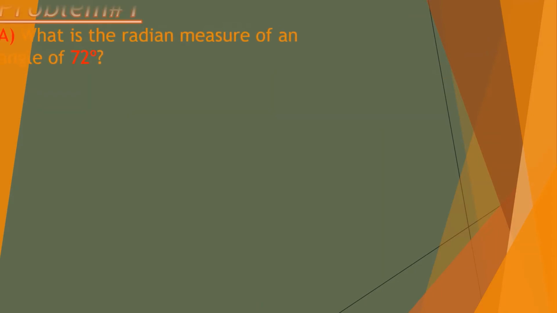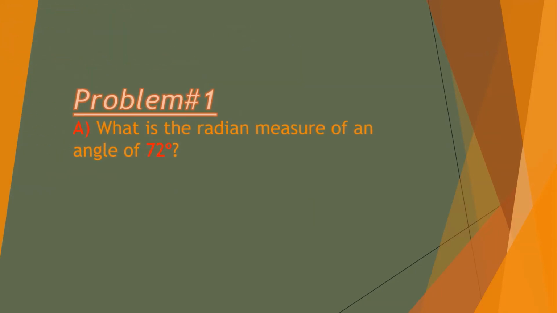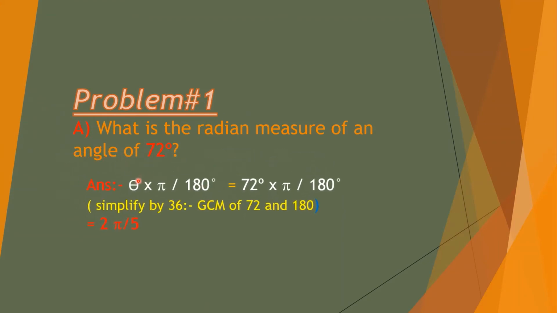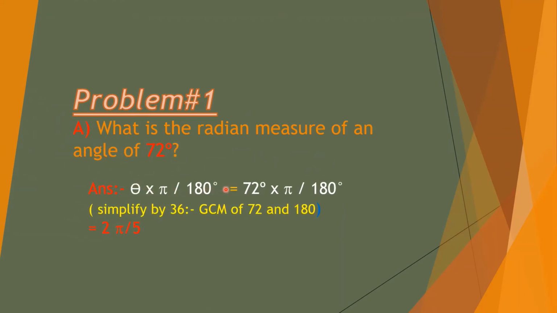Example number 1. What is the radian measure of an angle of 72 degrees? So we are going to convert 72 degrees into radian measure. Which conversion factor are you going to use? It is pi over 180. Theta times pi over 180 degrees, since theta is 72 degrees, equals 72 times pi over 180 degrees.